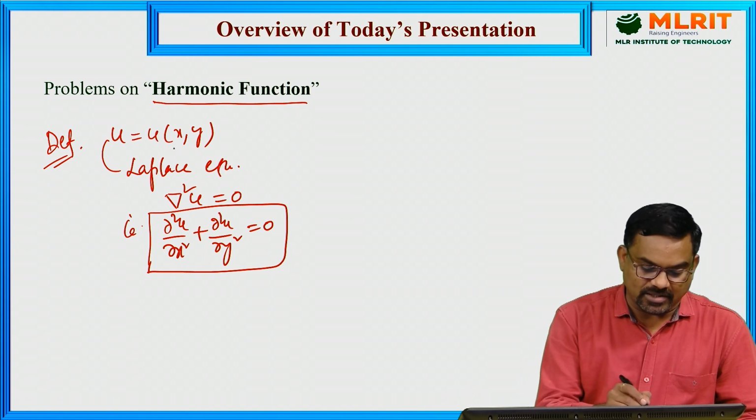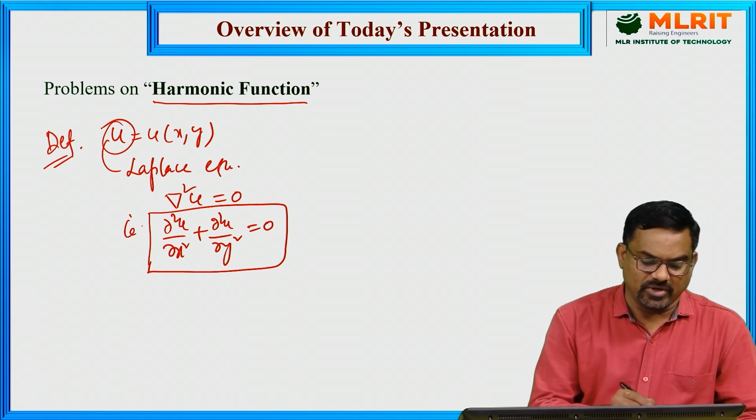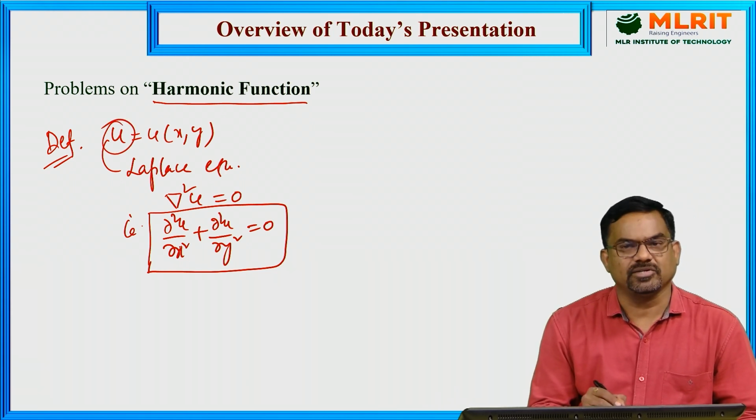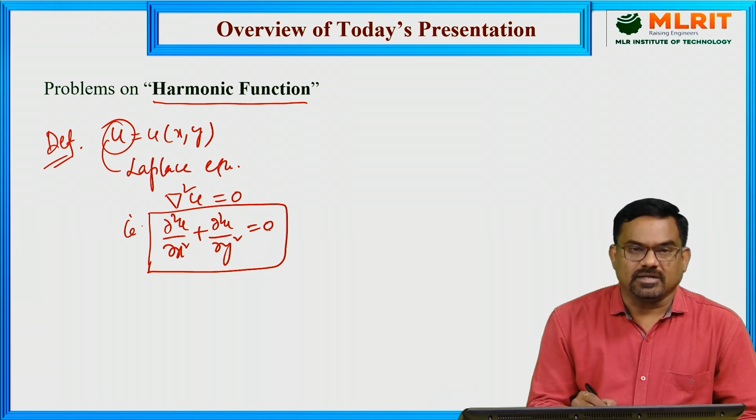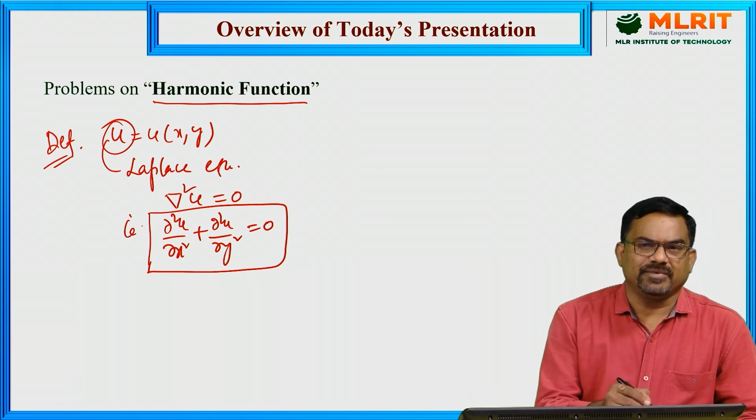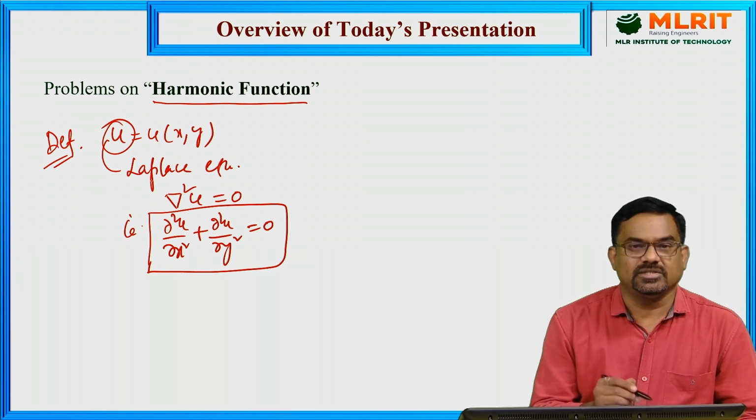So to show that the function u is harmonic, we need to find the second order partial derivatives, and by adding those two, the result should be 0. Here we can verify whether the given function is harmonic or not basing on this definition.